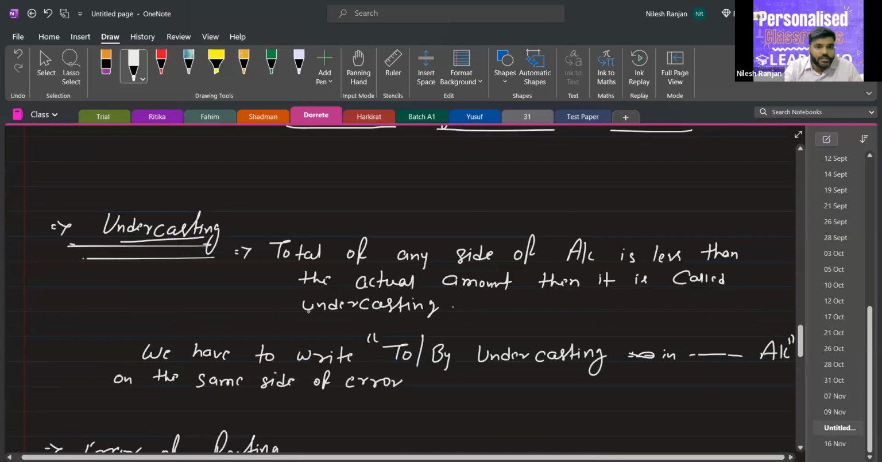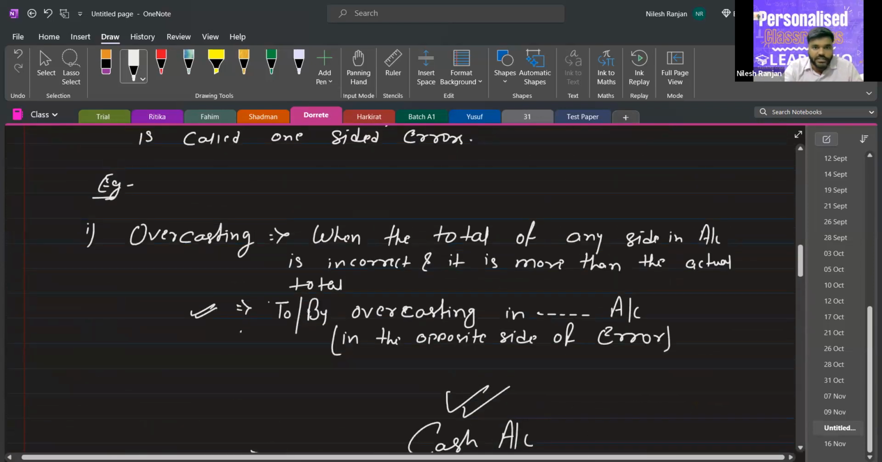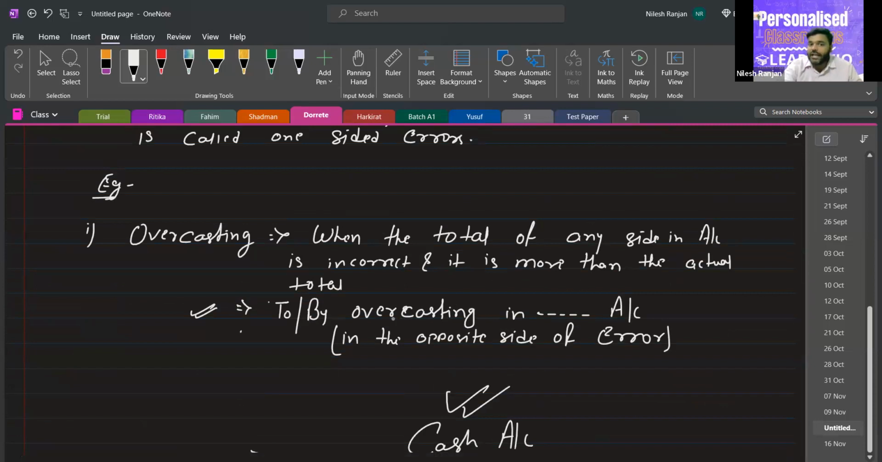Now, if there is overcasting, when the total of any side in an account is incorrect and it is more than the actual amount, then you do the rectification on the opposite side of it. So whenever you write a wrong amount which is in excess of the actual amount, you have to correct it on the opposite side. And if the amount is lower than the actual amount, then you have to write on the same side. Is this clear?